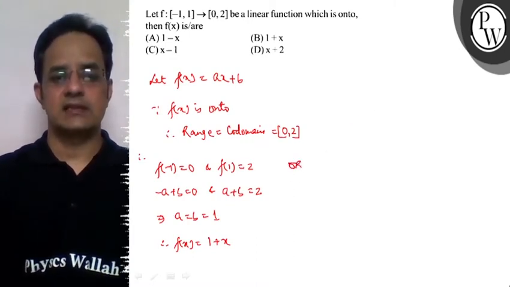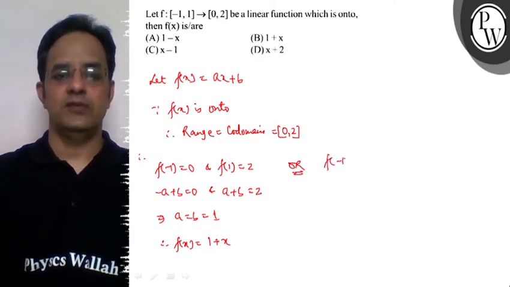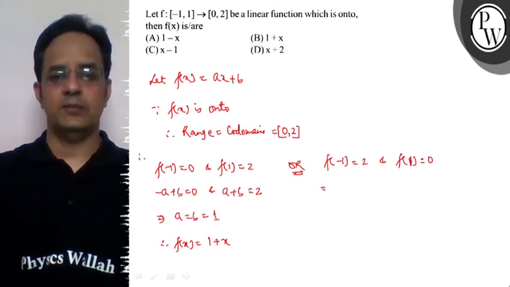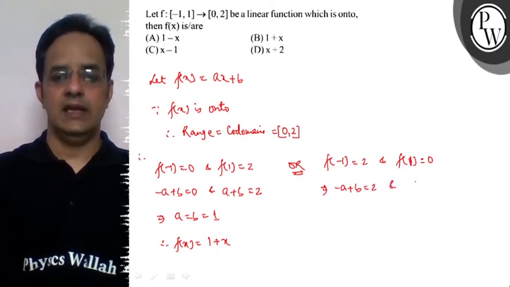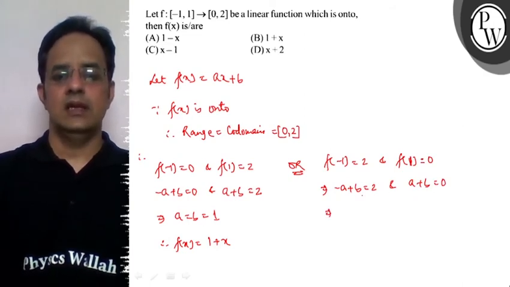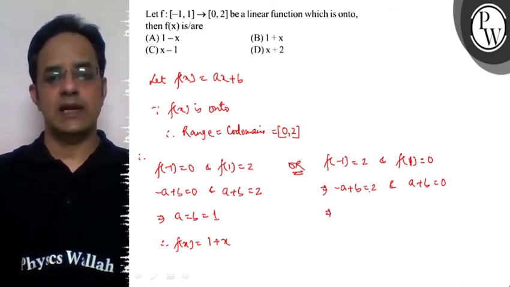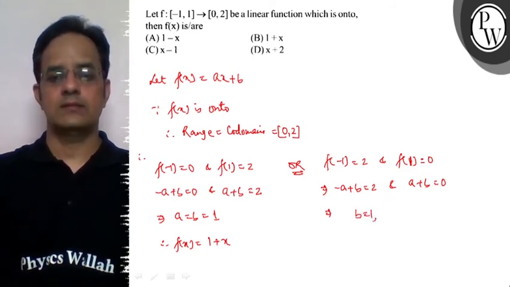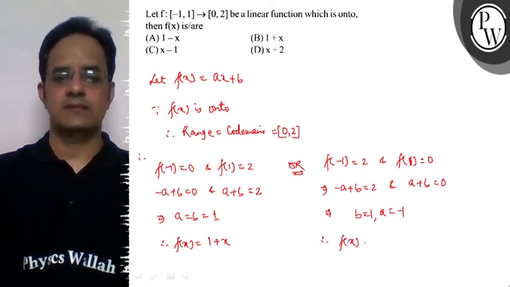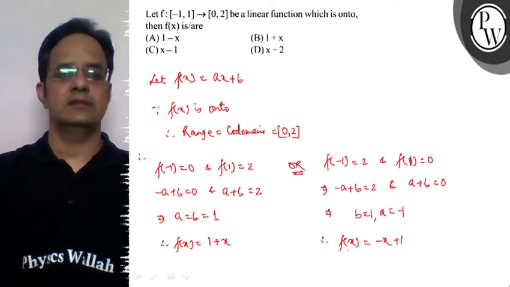And the second possibility is that f of -1 is 2 and f of 1 is equal to 0. Now f of -1 अगर 2 है means minus a plus b is equal to 2 and f of 1 is 0 means a plus b equal to 0. दोनों इक्वेशंस को ऐड करें then we get b equal to 1 and a equal to -1. So the function can be minus x plus 1.